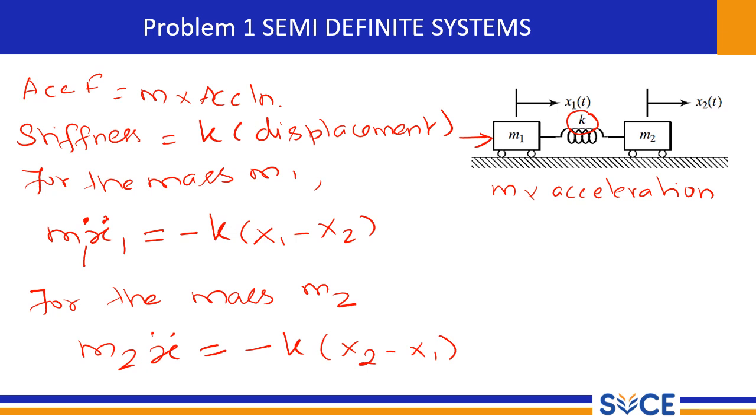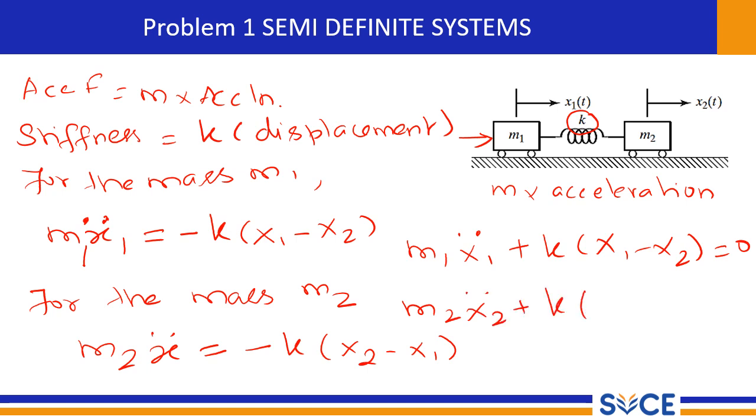So from this we can form the equation of motion for this 2 degree of freedom system, that is m1 x1 double dot plus k times (x1 minus x2) equal to 0. Similarly, for the mass m2: m2 x2 double dot plus k times (x2 minus x1) equal to 0. Let's see how to solve these simultaneous equations in the next slide.